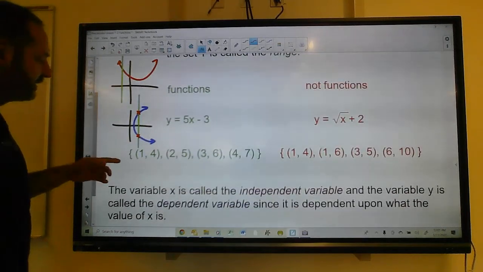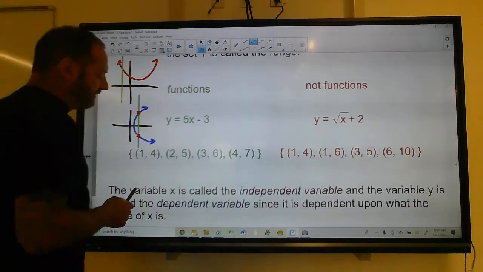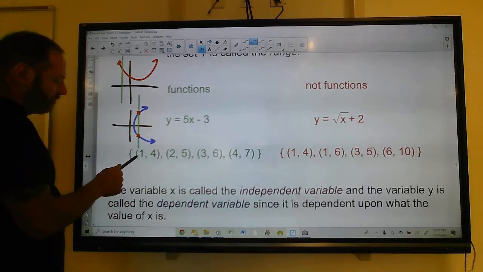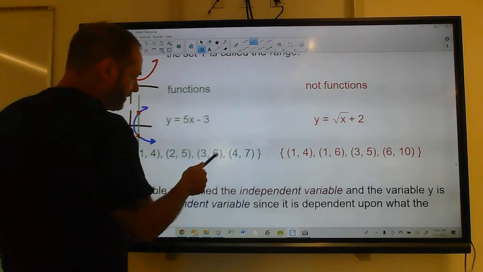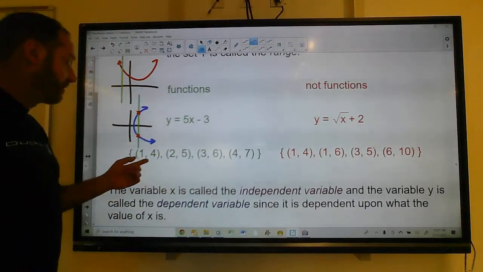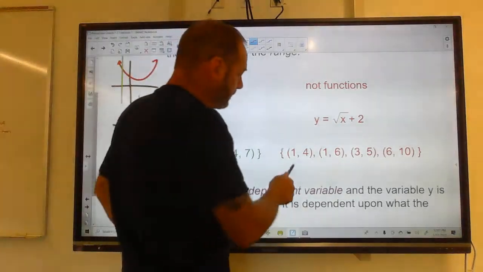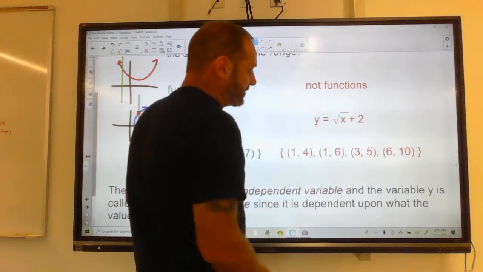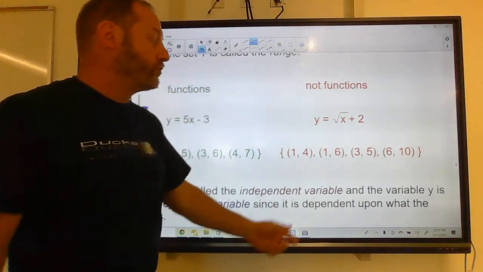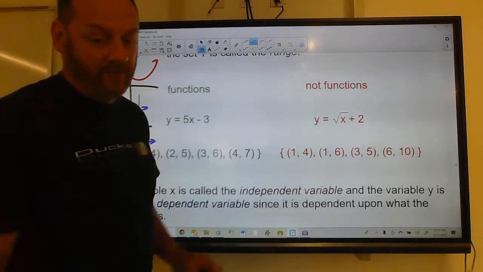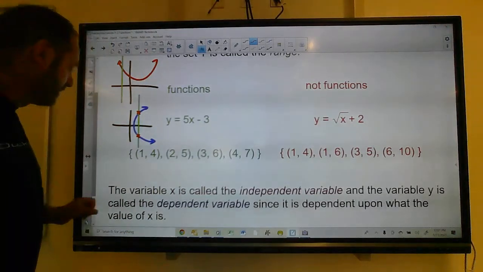Okay, now down here, we have some sets of numbers. So, 1 goes to 4, 2 goes to 5, 3 goes to 6, 4 goes to 7. This is a function. Each x has exactly one y. But over here, 1 goes to 4, 1 goes to 6. This x has two y's, so that's not a function.